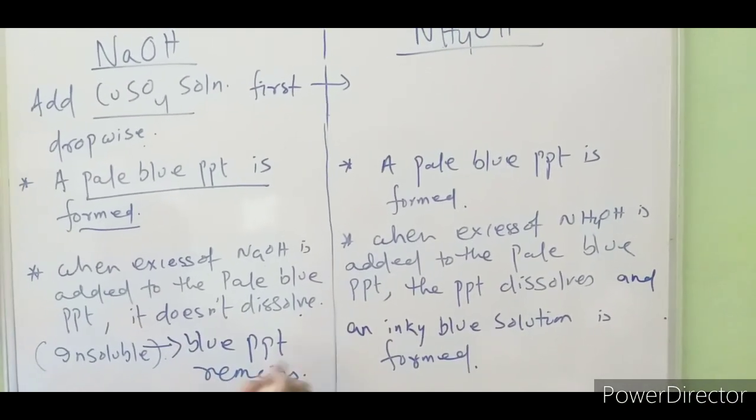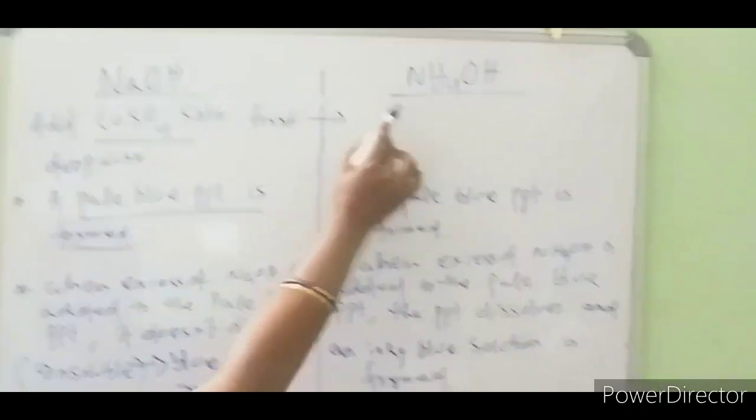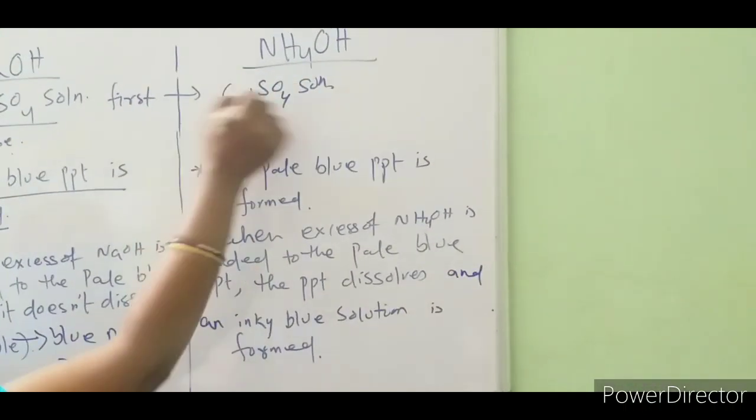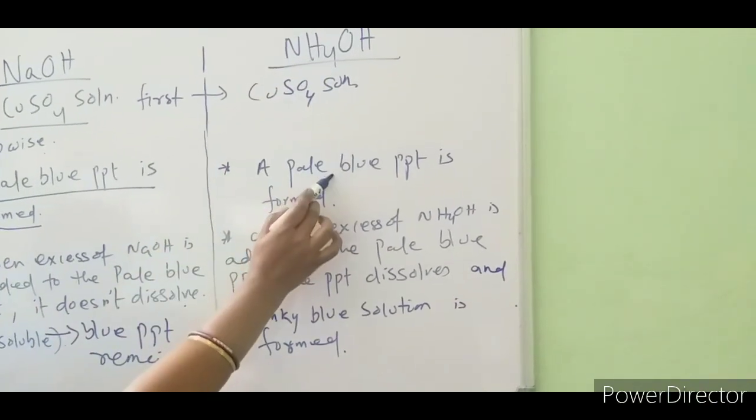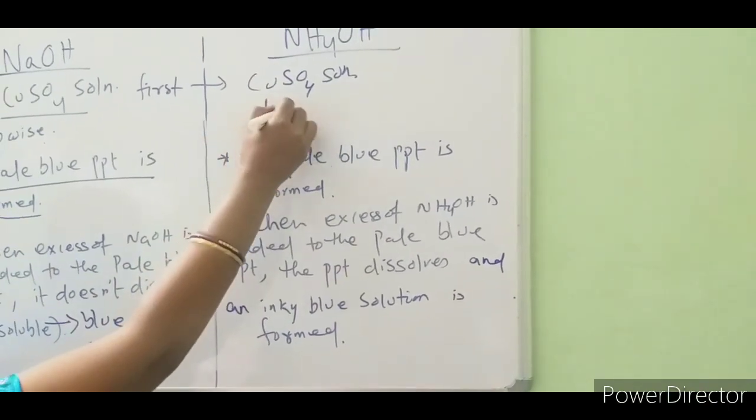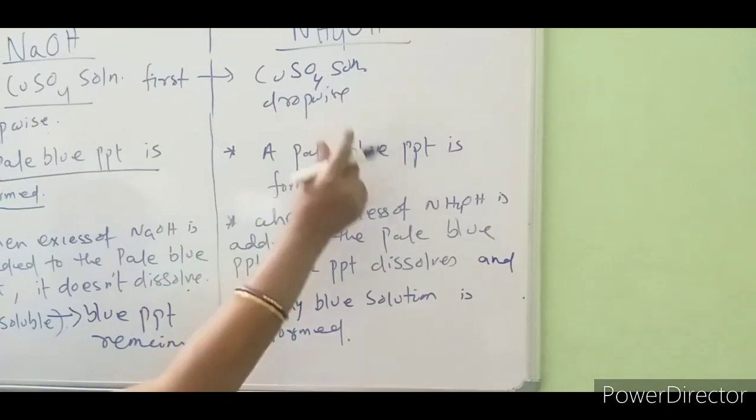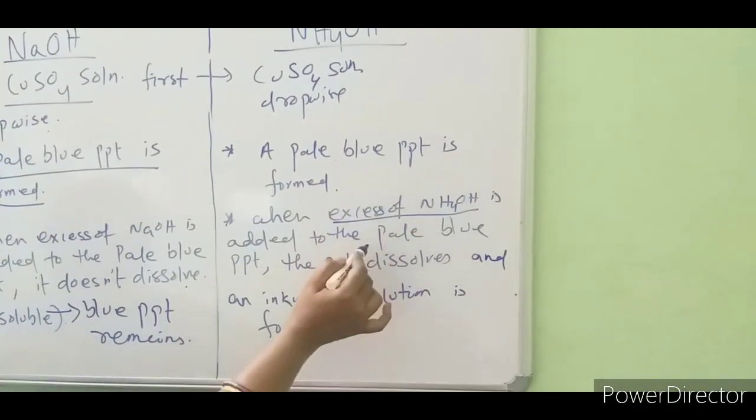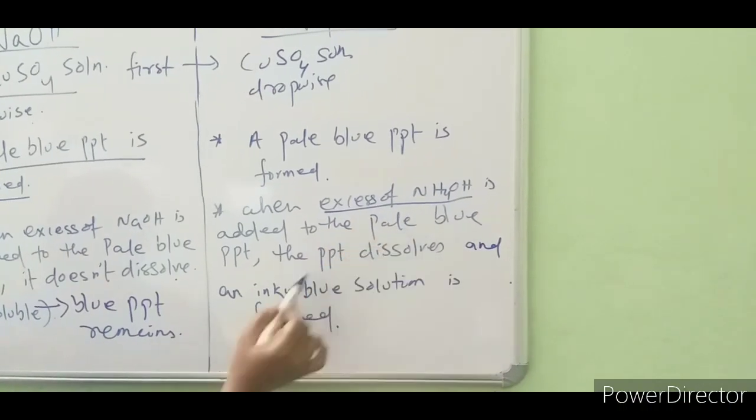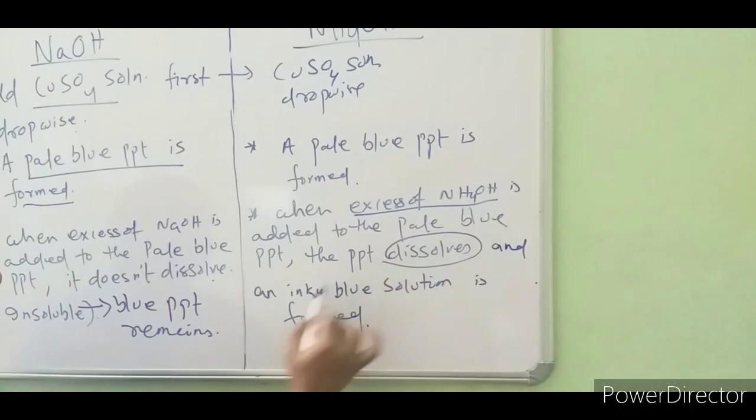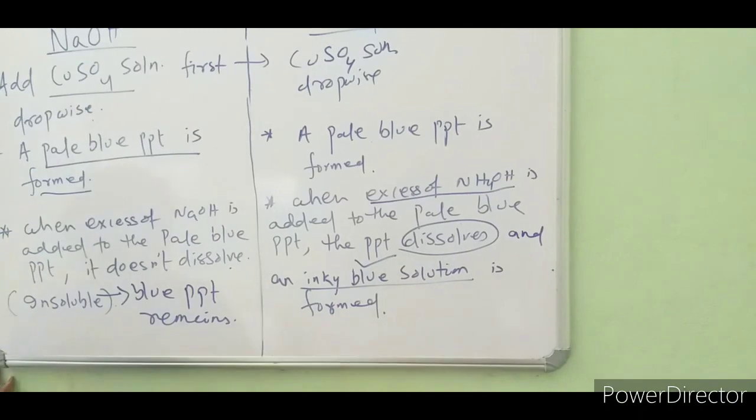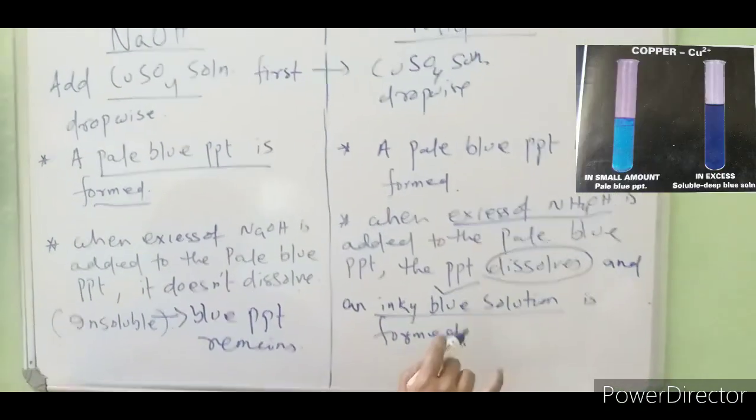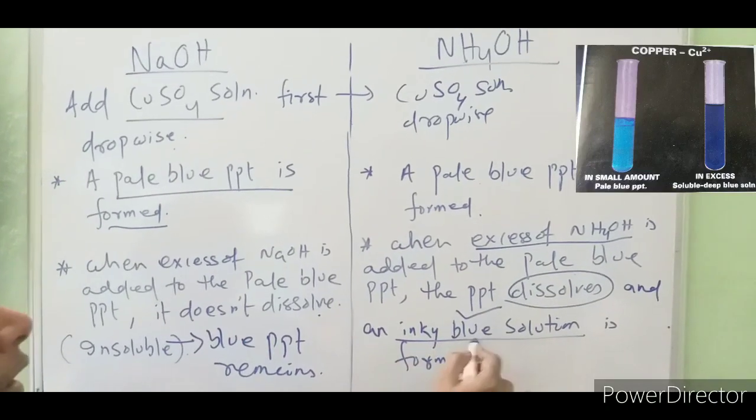It is not soluble. But in case of ammonium hydroxide, we are adding copper sulfate solution, the same thing. A pale blue precipitate will be formed dropwise. But when excess of ammonium hydroxide is added, the pale blue precipitate dissolves and an inky blue solution will be formed. In this case, it will dissolve and the pale blue precipitate will turn to a solution.